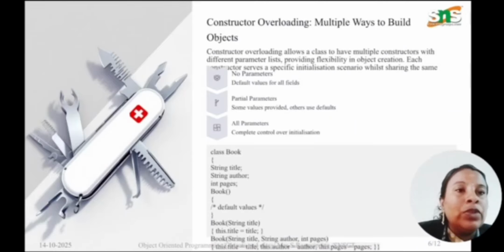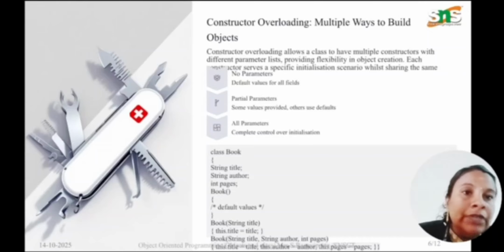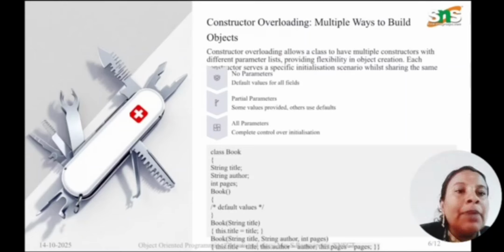Constructor overloading: multiple ways to build objects. Constructor overloading allows a class to have multiple constructors with different parameter lists, providing flexibility in object creation. Each constructor serves a specific instantiation scenario while sharing the same name. It consists of a no-parameter constructor with default values for all fields, then a partial-parameter constructor where some values are provided and others use defaults, and an all-parameter constructor with complete control over initialization.